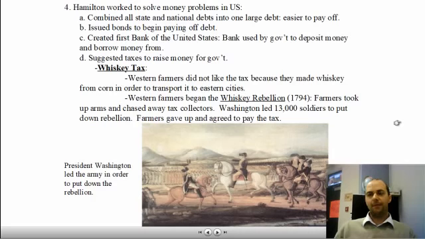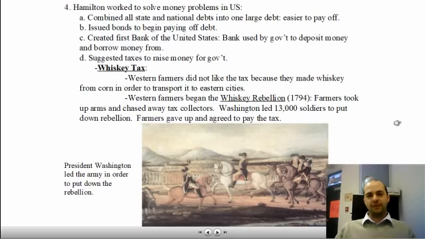And Congress had the power to make this bank, had the power to make the money. And Congress had the power to borrow and raise taxes as well. He also suggested taxes to raise money for the government, such as the whiskey tax. And the whiskey tax was extremely unpopular because whiskey is something that people want and they don't want to have to pay a tax on. They hold that near and dear to their hearts.